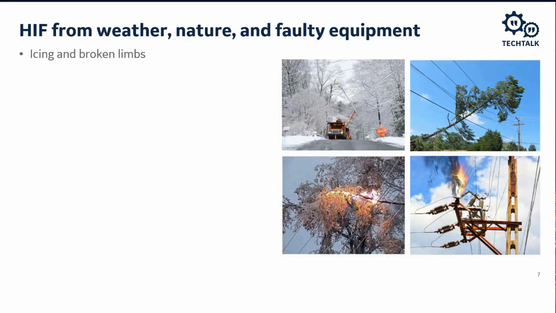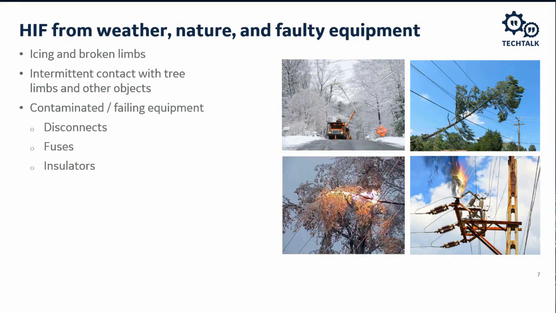So weather, nature, and faulty equipment can be a problem. Icing and tree limbs leaning on distribution circuits cause lines to sag and to conduct current intermittently to ground. If a utility does not do an adequate job of clearing vegetation around distribution lines, then tree limbs touch the line irregularly, causing arcing. Contaminated and failing equipment, such as disconnects, fuses, and dirty insulators, can cause arcing and high impedance faults in the distribution system.